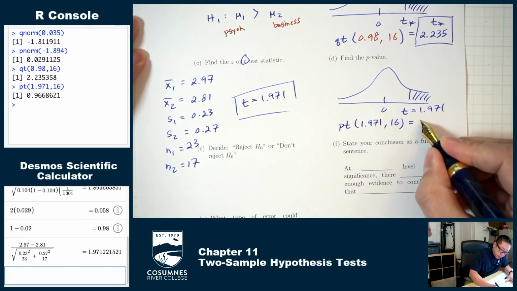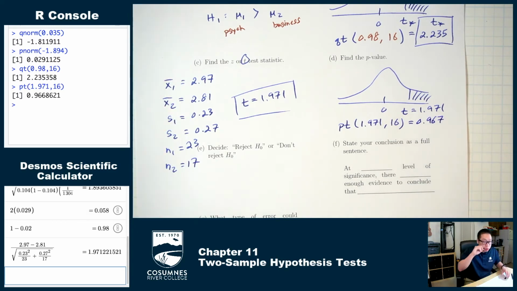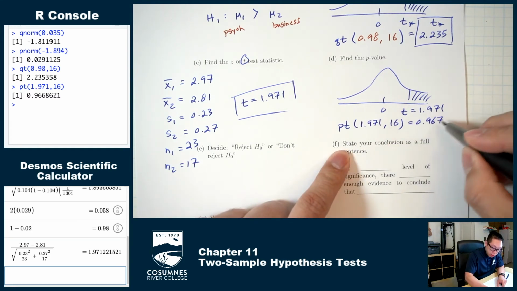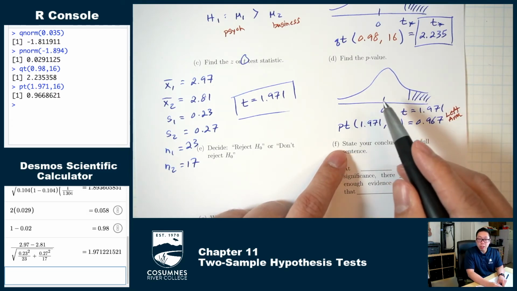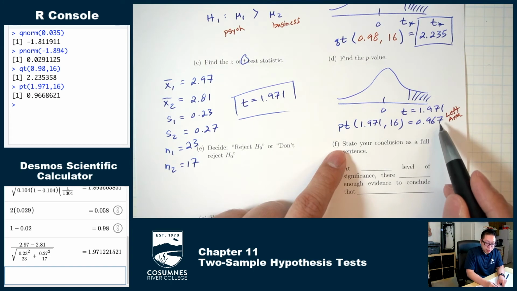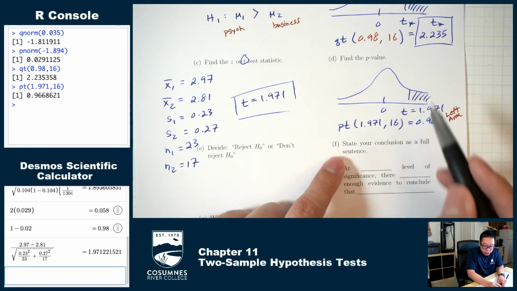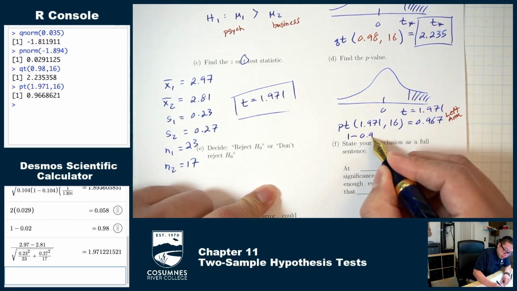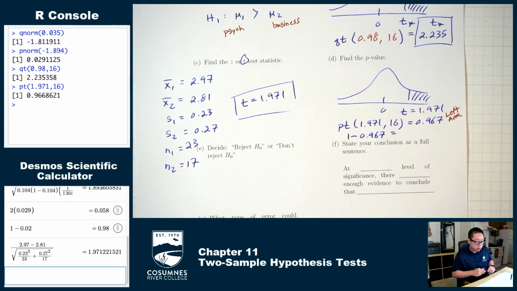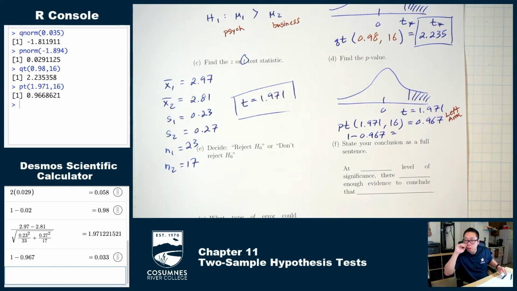0.967. Usually p-values should be small. This can't be right. 0.967, 96.7%. That can't be right. And that's because PT and p-norm always spit out the left area here. So this is the left area, and we're not looking for a left area. I'm looking for the right area. So 0.967 is the left area. That's this unshaded part. To get the other side, you need to do a 1 minus. So we're going to do a 1 minus 0.967, which is 0.033.